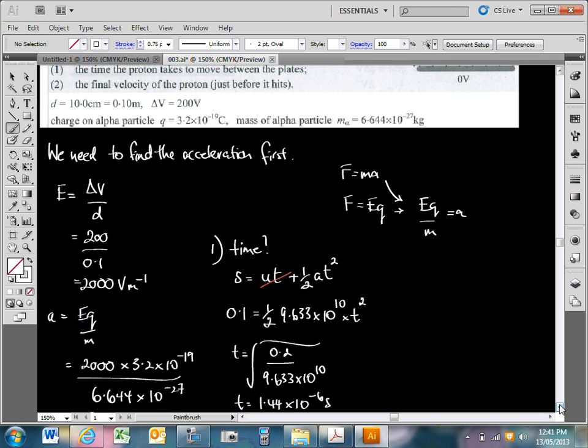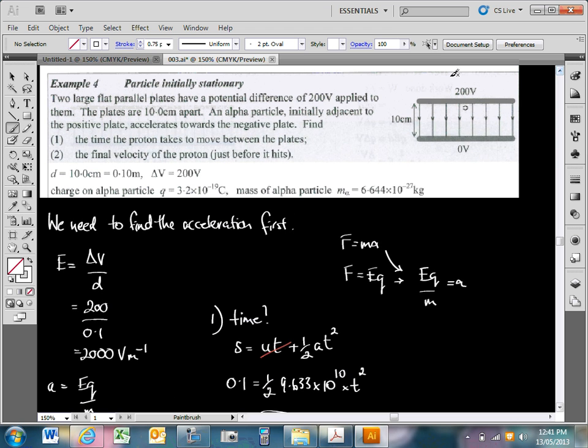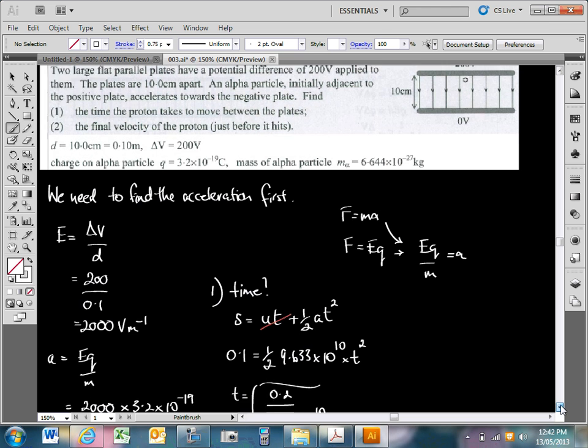That sounds reasonable. Think about this alpha particle, very, very low mass. This potential difference is quite large. And so its acceleration is very high. And therefore it takes a very short amount of time for it to reach the negative plate. Very, very short amount of time.